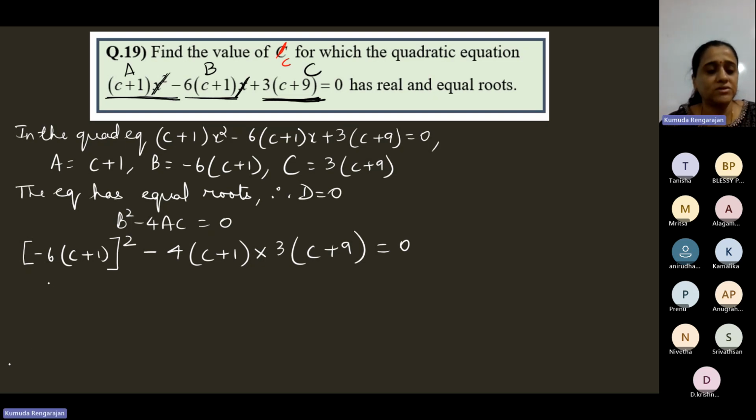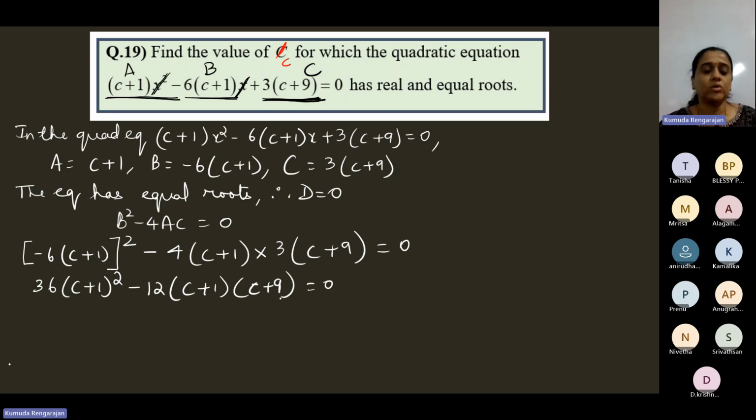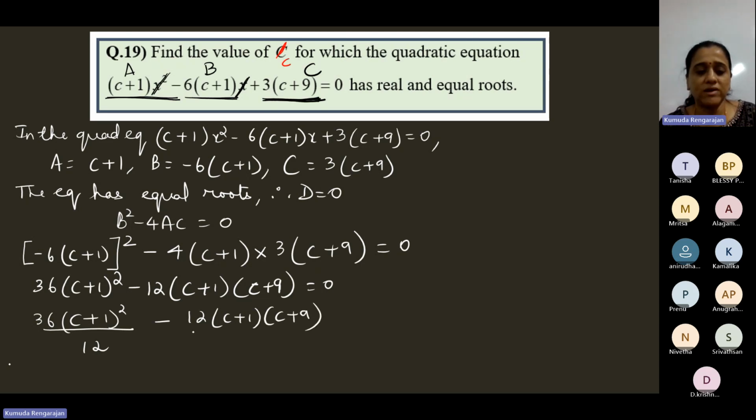Minus 6 into minus 6 is 36 into c plus 1 the whole square, minus 4 3s are 12, 4 3s are 12 into c plus 1 into c plus 9 is equal to 0. You can divide by 12 throughout. I'm not expanding now, I'm dividing by 12 throughout. 12 into c plus 1 into c plus 9 by 12 is equal to 0 by 12.